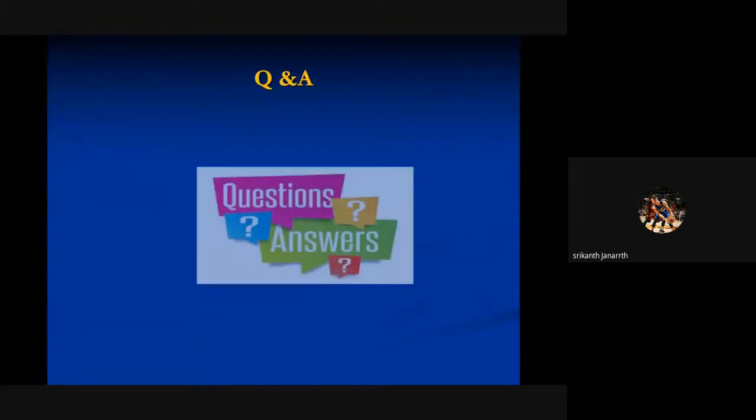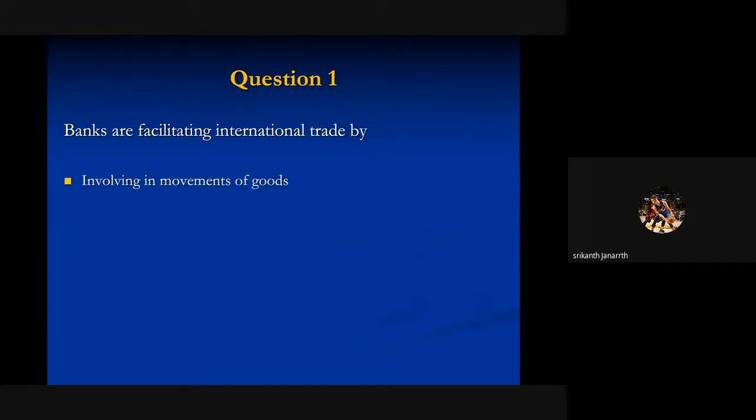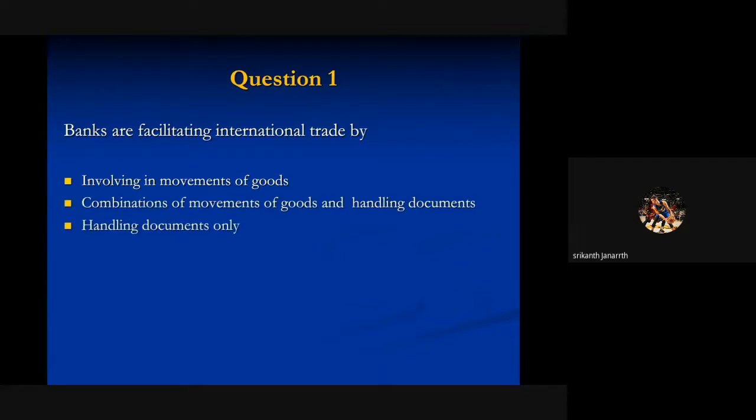So we have 15 minutes. Shall we quickly try to answer a few questions? Banks are facilitating international trade by involvement in movement of goods, a combination of movement of goods and handling documents, handling documents only, or handling documents and effecting payments.